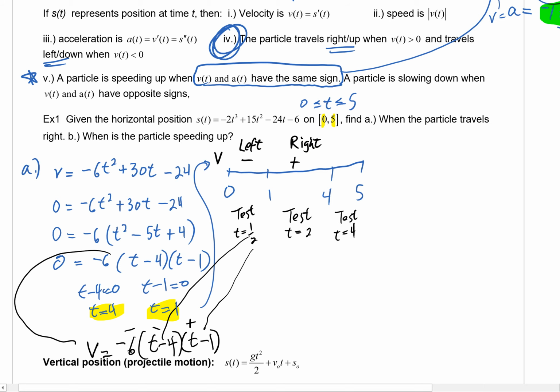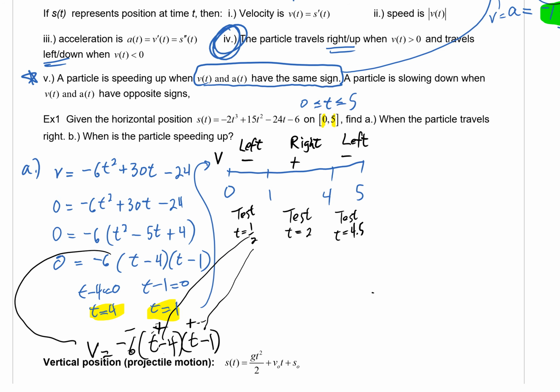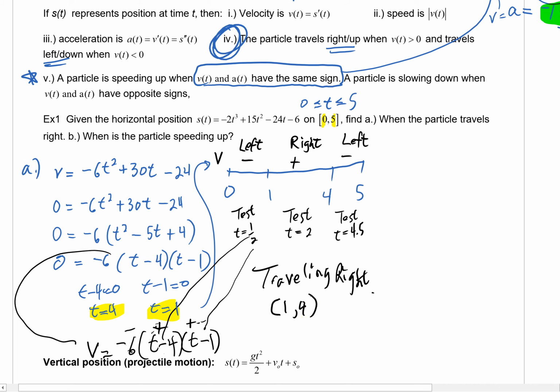Finally, if you plug in a 4.5, testing a 4.5 between 4 and 5, you can see that your two parentheses here are both going to be positive, but you've got a negative out in front. So you can see via the number line that velocity is positive between 1 and 4. So to answer the question, you're going to be traveling to the right on the interval from 1 to 4.